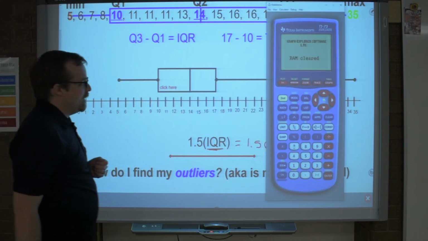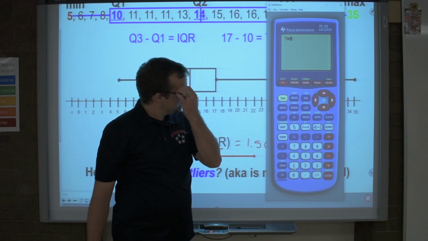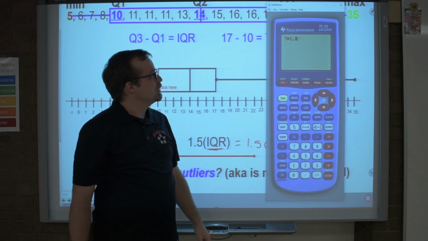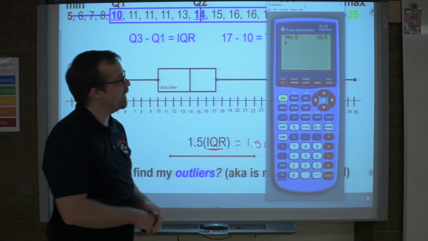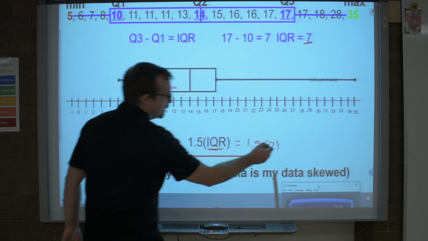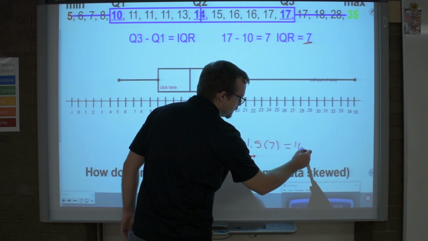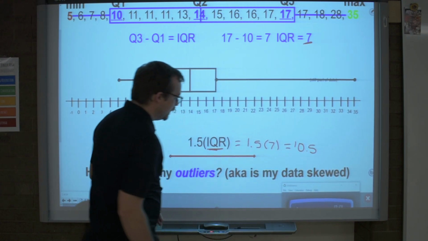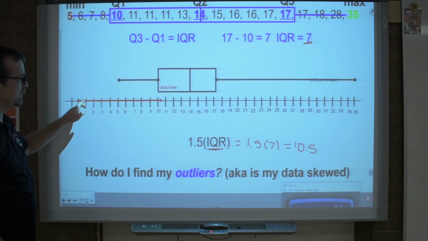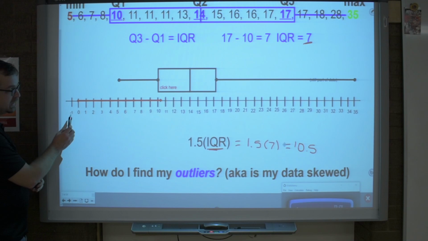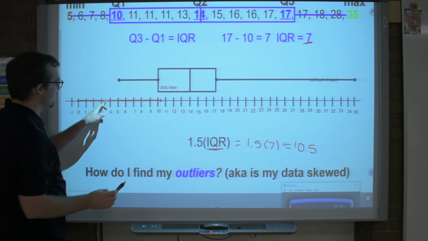We're going to let Mr. Craig do the calculator. 7 times 1.5 should give us a good old 10.5 right there. Good, nice. So we have 10.5. What I went ahead and did is I made a length that is about the length of 10.5 there. It goes from 0, this is -1, so it's from 0 to 10.5. So this length is 10.5.